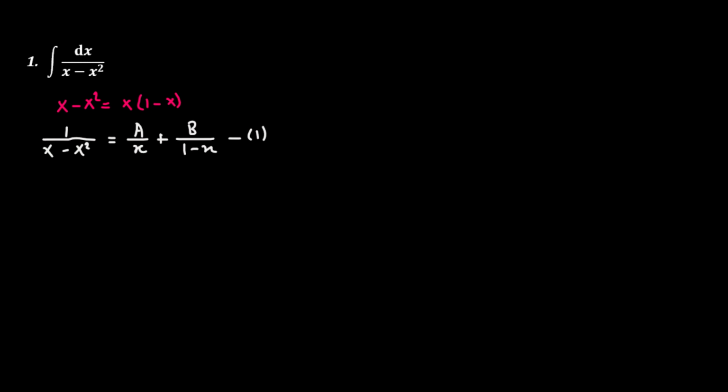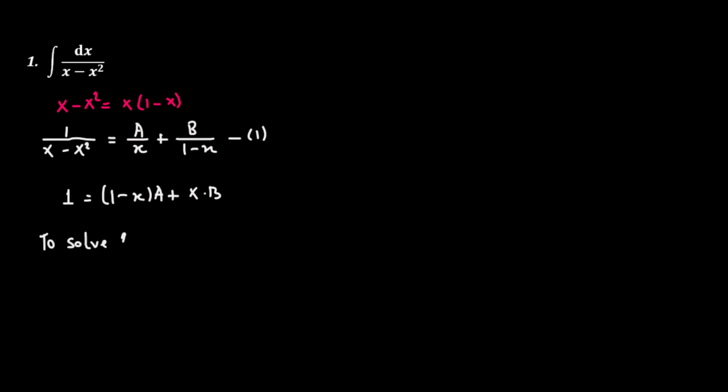Now we're going to multiply equation number 1 by the least common denominator, and that is going to give us the basic equation: 1 is equal to a times 1 minus x plus x times b. We can substitute any suitable values for x to get equations in a and b, because this equation must hold for all x. The most effective values are those that bring the particular factors to a value of 0.